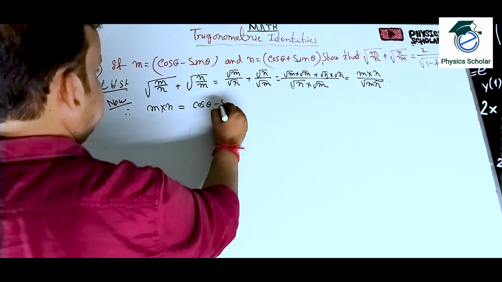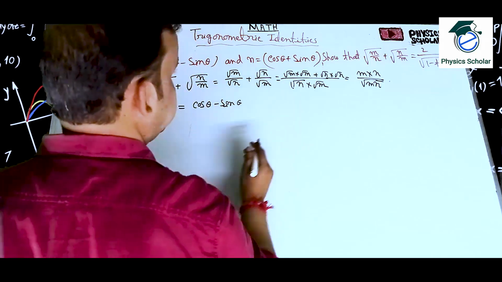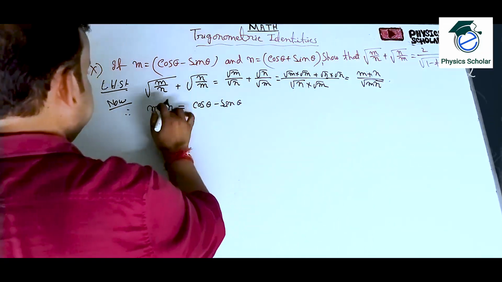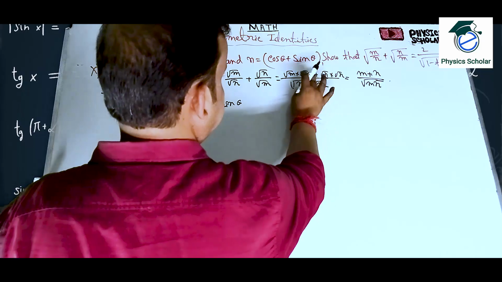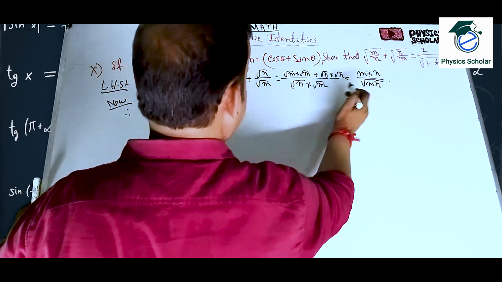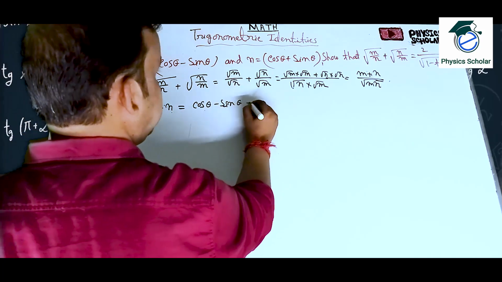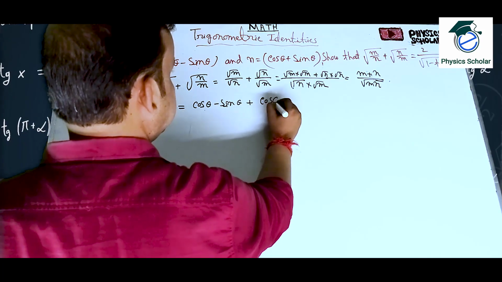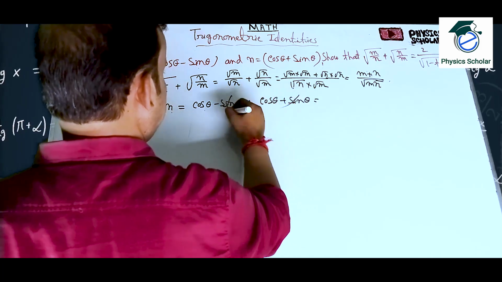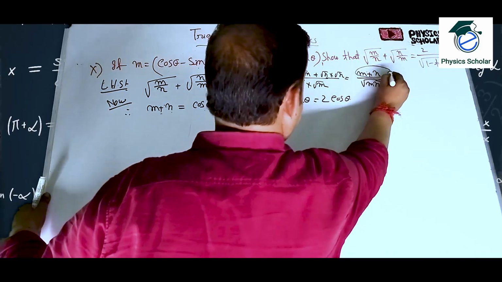Cos theta minus sin theta, right? Okay, it is m plus n. Clear? So this is what? m into m means m, plus n into n means n, divided by root over mn. So what is m plus n? Cos theta minus sin theta plus cos theta plus sin theta. Clear? This will be cancelled, so it is 2 cos theta. So this value we already got.